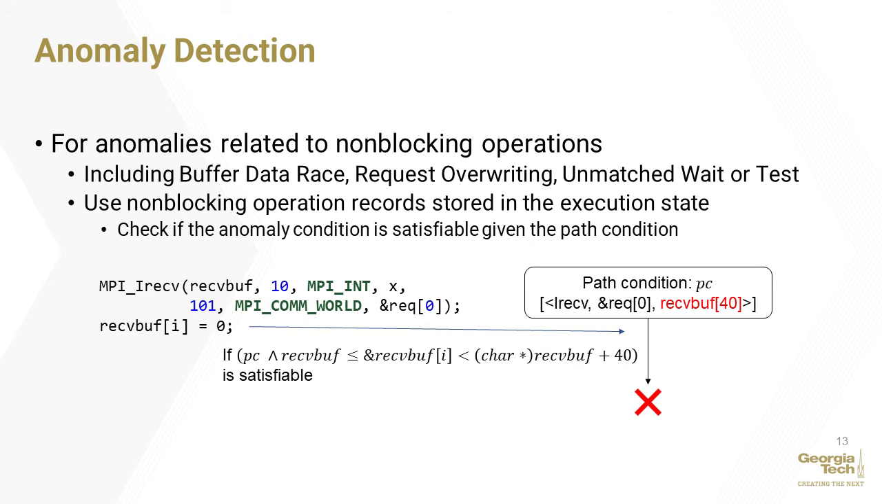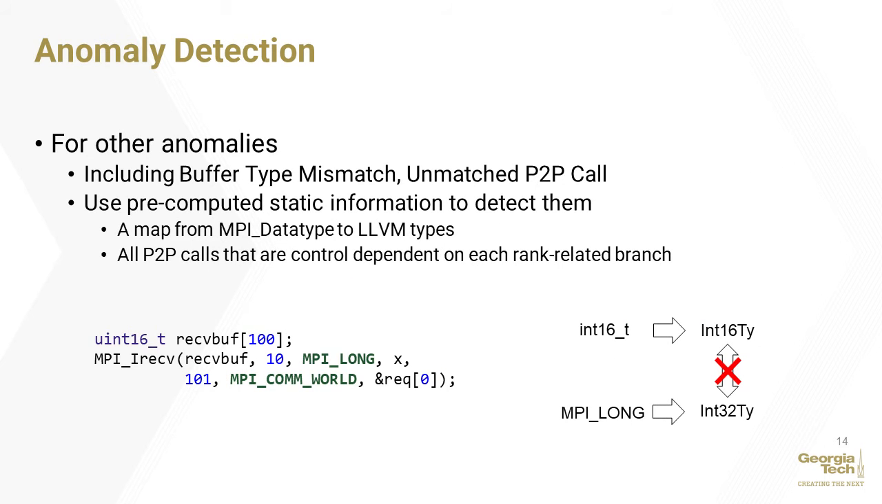For anomalies related to non-blocking operations, we use the non-blocking operation records in the execution state along with its pass condition to detect anomalies. Specifically, we check if a predefined anomaly condition is satisfiable given the current pass condition and the non-blocking records. For the other two anomalies, we just use pre-computed static information to detect them.